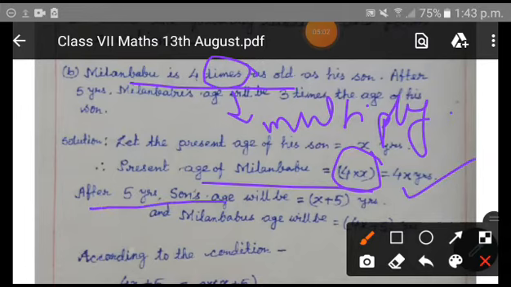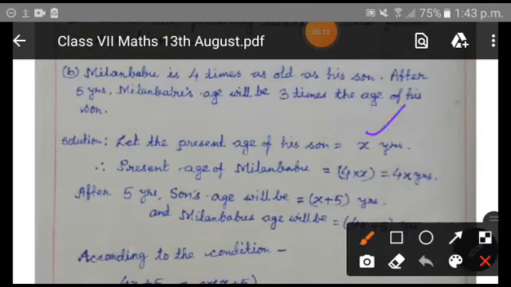Then after 5 years, the son's age will be x plus 5 years. How? Because the present age of the son is x years. So suppose your present age is 12 years, or say 13 years.